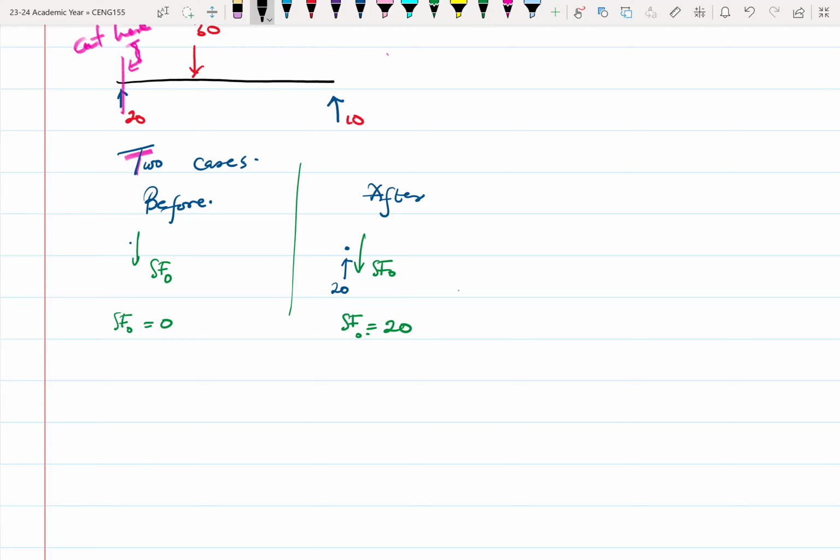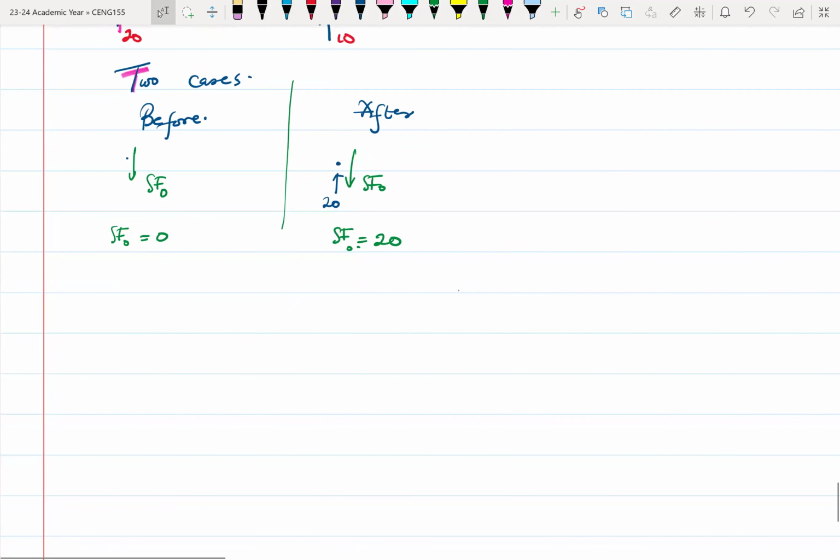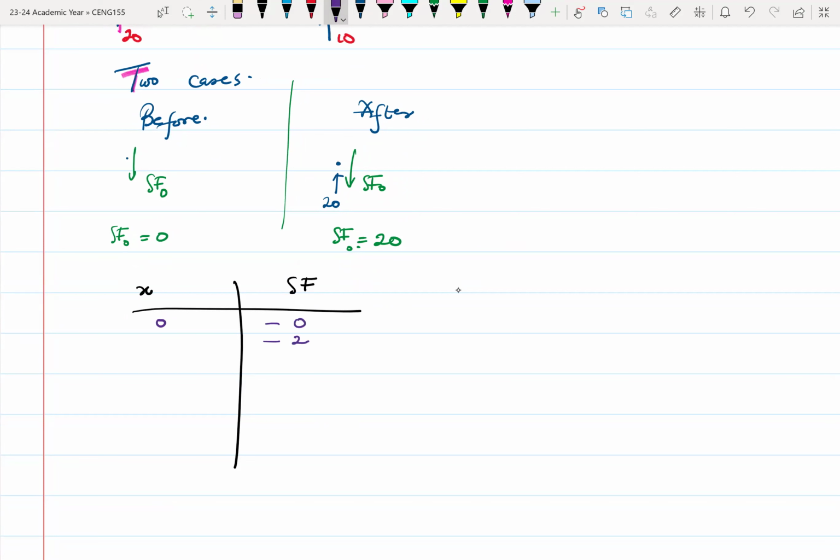Now let me put all this into a table, so at least we see what we are looking at. Let's call the distance along the length of the beam X, and let's call the various shear forces that we had. When X was 0, we have two values: shear force being 0 and then shear force being 20. They both are correct.